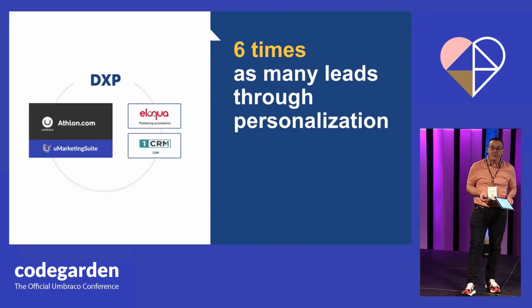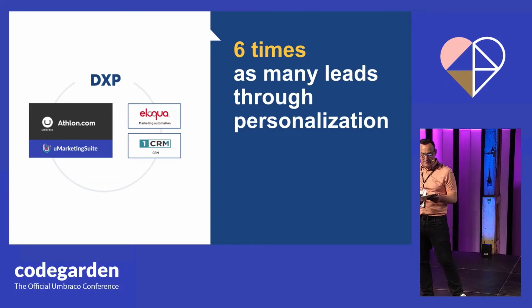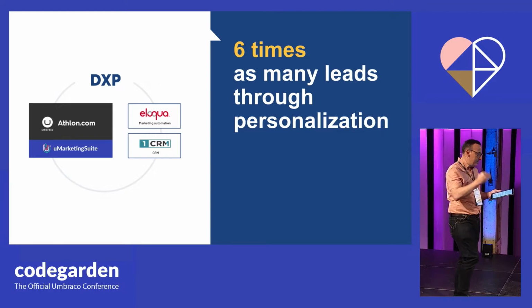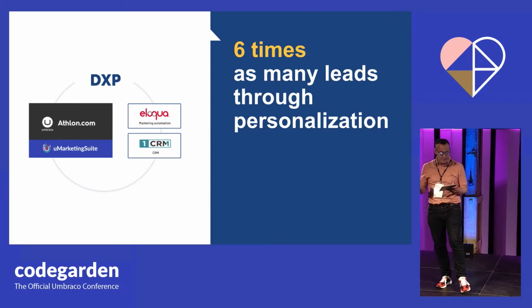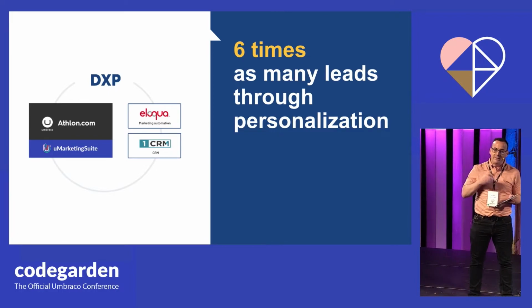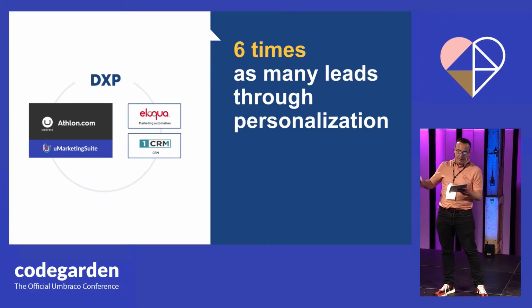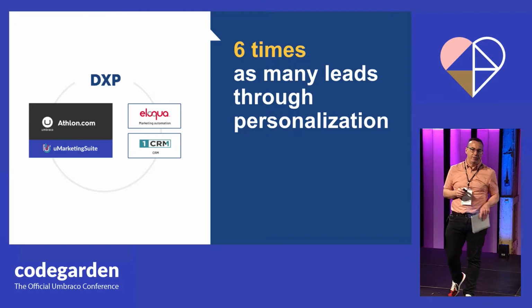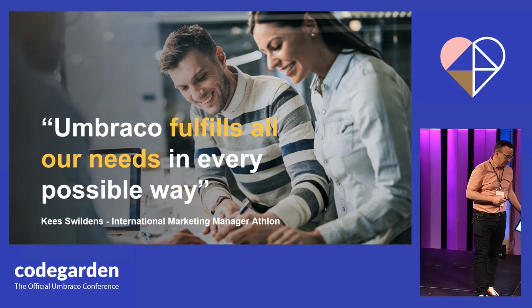It had uMarketingSuite for intelligent personalization, analytics, and A/B testing. It integrated with one CRM and Eloqua, which I've not heard of before, for marketing automation. And with these tools, well integrated by the team at Perplex, Athlon achieved 6 times as many leads converting as a result of personalization. And they were very happy as a result of that.